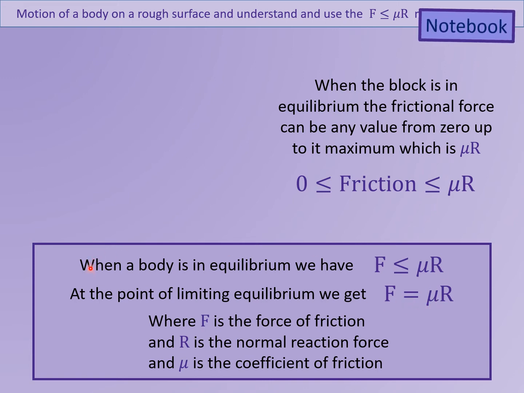So just add that box just there. That's the important one, and you need to understand what that means. That friction is less than or equal to mu R. It's in equilibrium at that point. Okay, so pause if you need more time.